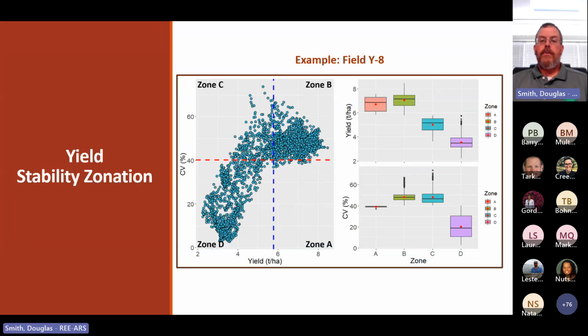So the yield stability zones, we cut the fields up into zones where zone A is high yield, low variability, so it's stable at being high yield. Zone B is high yield, but there's a lot of variability in that, which is the case for most of our fields, given the extreme drought and the flood years that we have. Zone C is low yield, but there's a lot of variability in there. And then zone D is low yield and low variability. So it's stable at being low yielding.